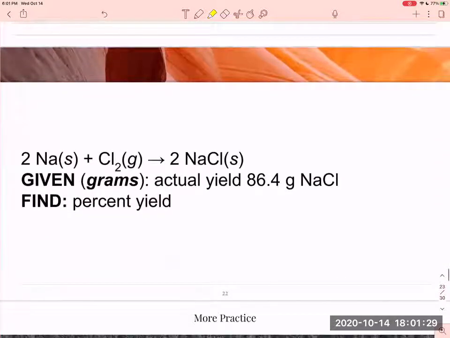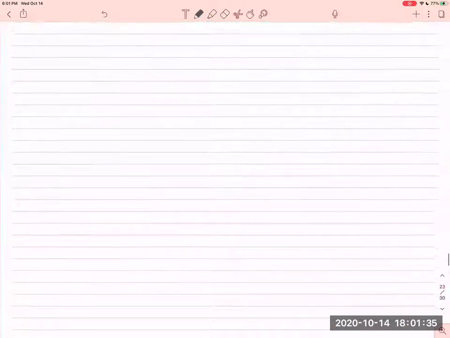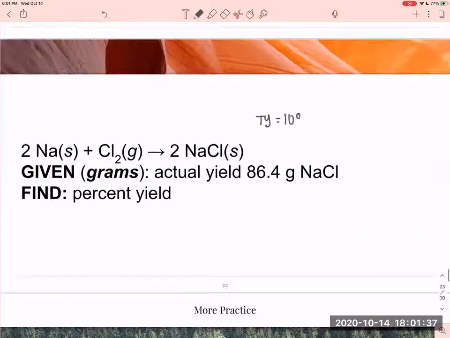So, okay, let's take this practice because we just found the theoretical yield. So look, our theoretical yield was, what was it? TY for theoretical yield, that's 108. I got 108 grams of sodium chloride as my theoretical yield. Let's say I go run in the lab, okay? And I do this reaction and I get actually 86.4 grams. Find my percent yield.